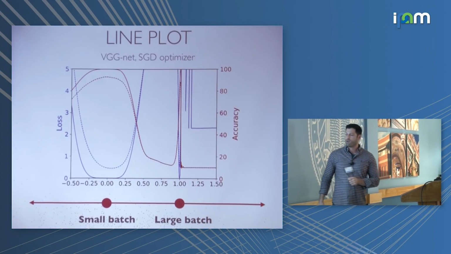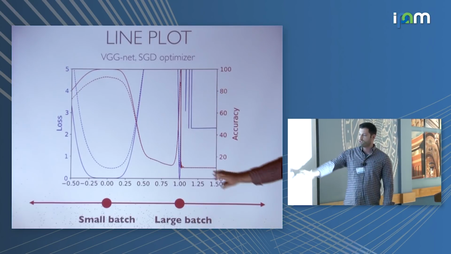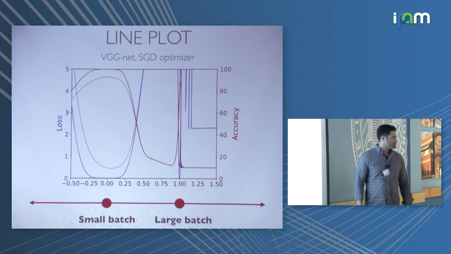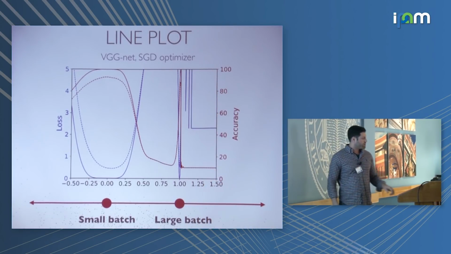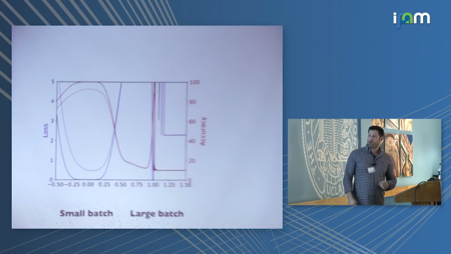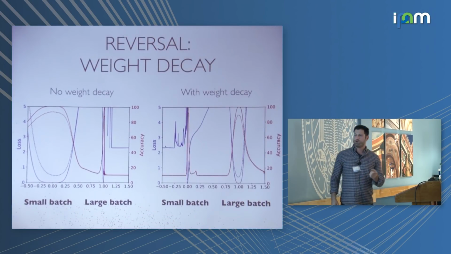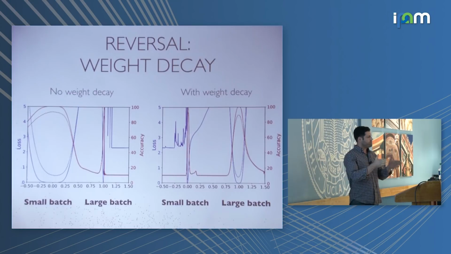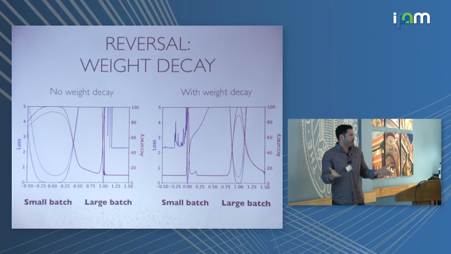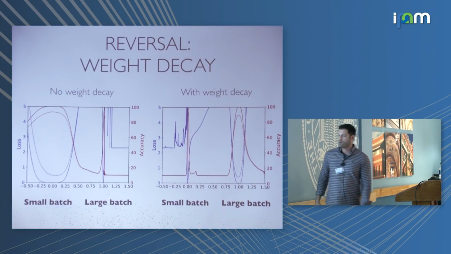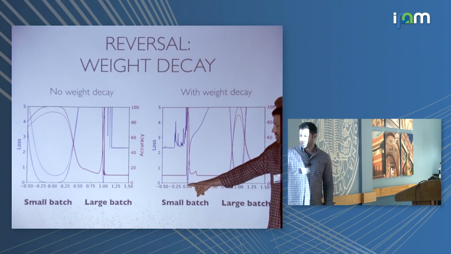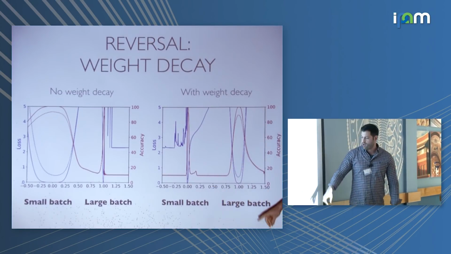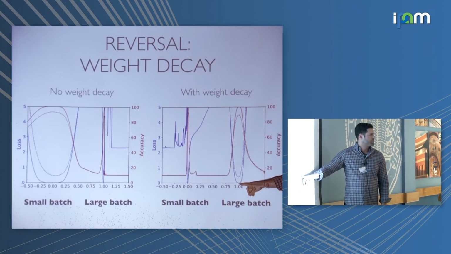So one of the students in my lab, Hao Li, ran this experiment, and we replicated the results from these papers. But then he started turning some knobs, and weird things start to happen. So he turned on weight decay. And when you turn on weight decay, which is like an L2 penalty on the size of the weights, you get a completely opposite result. So with weight decay, now the small batch minimizer is really sharp, and the large batch minimizer is noticeably flatter.